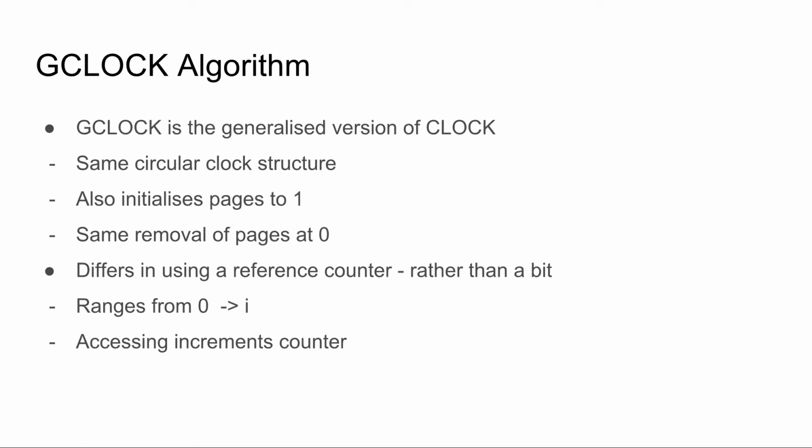But the difference is that in the GCLOCK algorithm, when you access a page that's already in the buffer, you increase the reference counter by 1, no matter what its value is. Whereas with the reference bit, when you access the page, you simply make the reference bit 1.